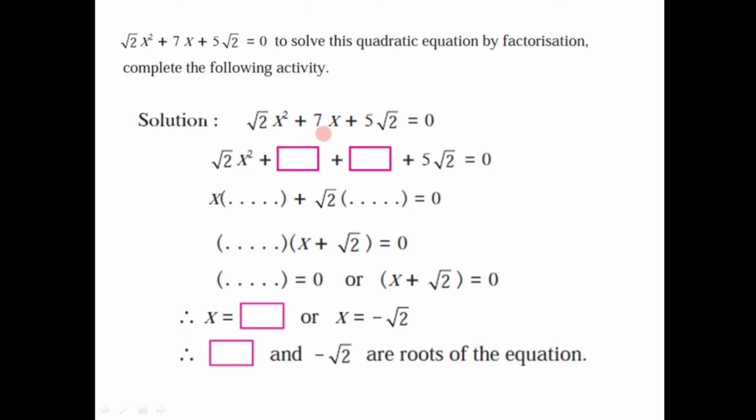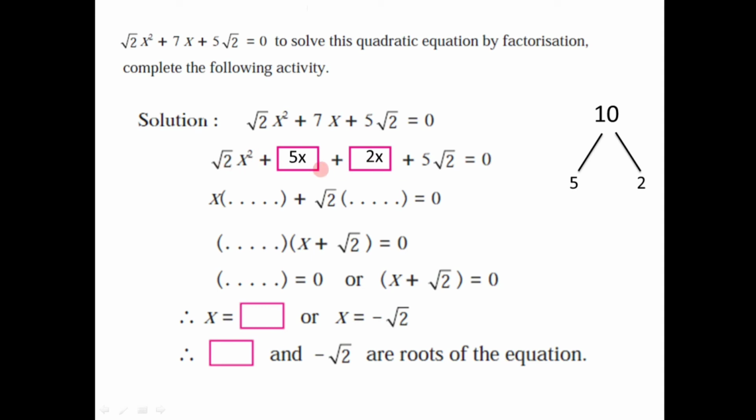To solve this, first of all, we should multiply the constant term by the coefficient of the first term. That is 5 root 2 into root 2, that should be 10, and we have to factorize 10 such that their product must be 10 and the addition or subtraction must be plus 7. So such factors are 5 and 2. So here we can split 7x as 5x plus 2x, that is equal to 0.